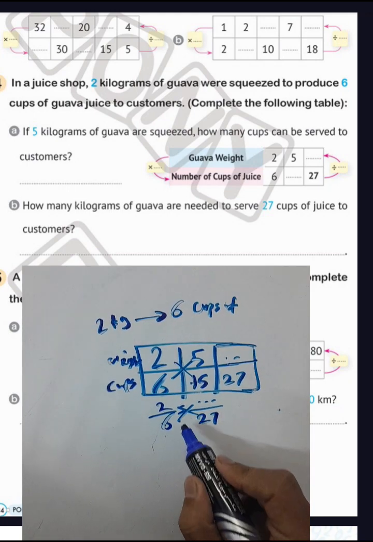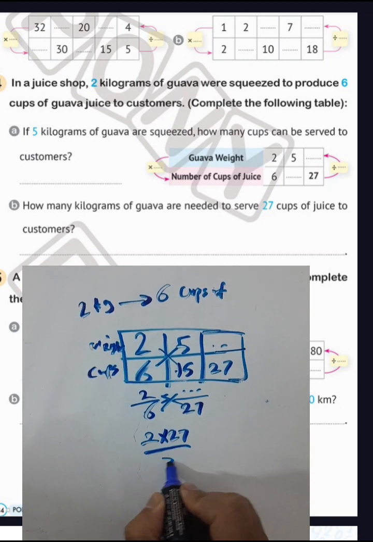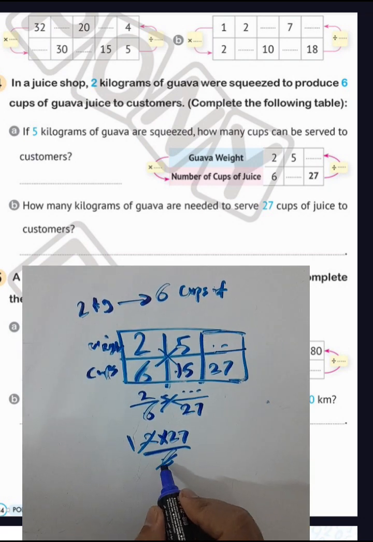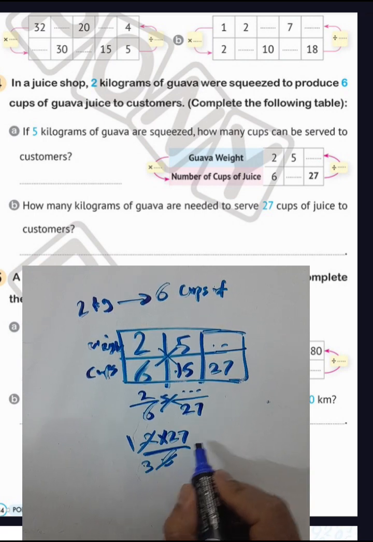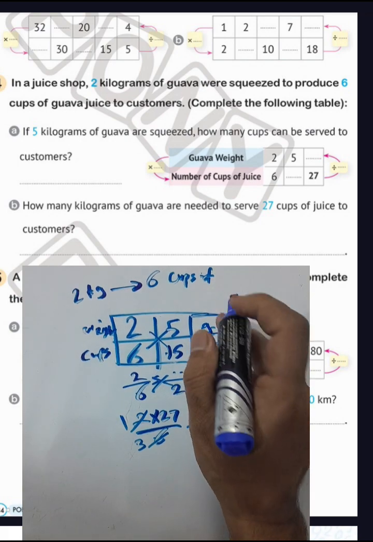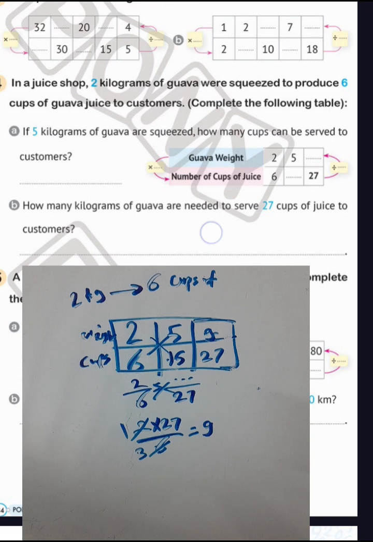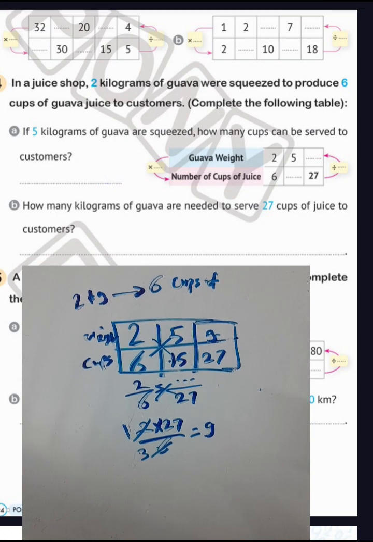Write the product of extremes equals the product of means. We can write 2 times 27 over 6. 2 divided by 2 equals 1 and 6 divided by 2 equals 3. 27 divided by 3 will be 9. Then we have 9 kilograms of guava. Then the result you must write in this space: 9 kilograms, and in this space you must write 15 cups of guava.